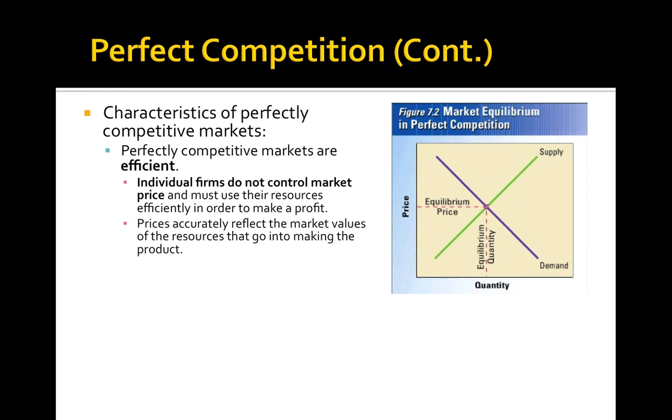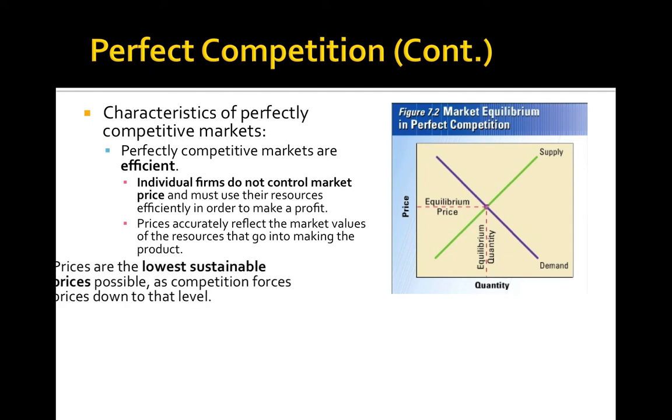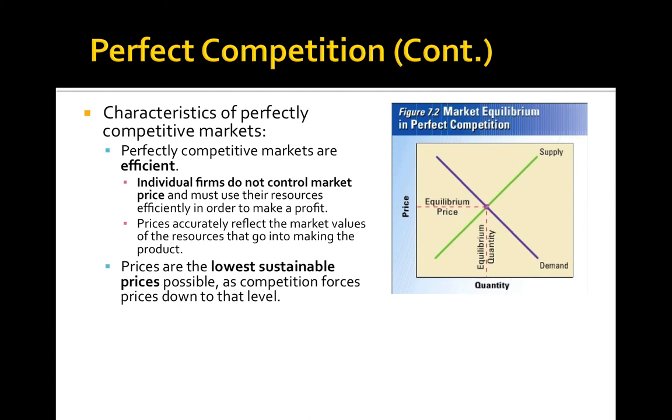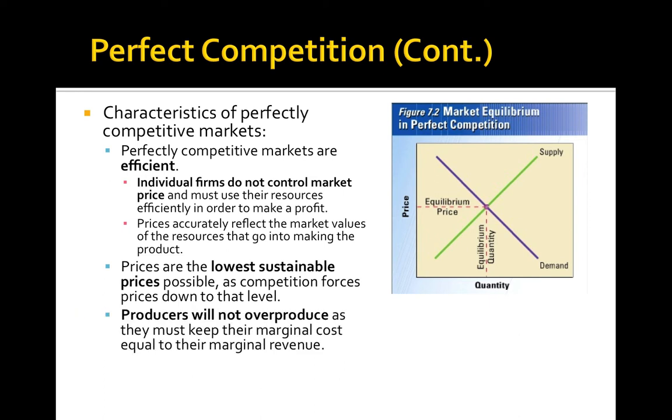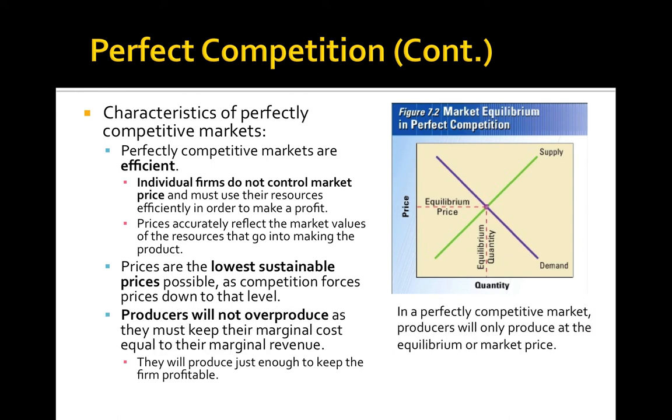Prices accurately reflect the values of the resources that go into making the product. Prices are the lowest sustainable prices possible as competition forces the prices down to that level. Producers will not overproduce, as they must keep their marginal cost equal to their marginal revenue. They will produce just enough to keep the firm profitable. In a perfectly competitive market, producers will only produce at the equilibrium or market price.